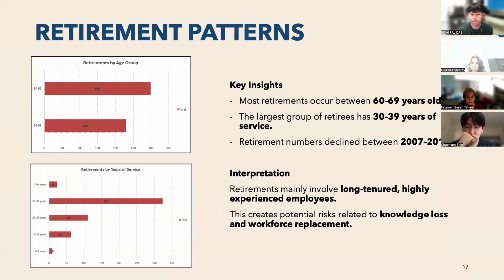Looking further into retirement patterns, we examine retirement distributions by age group and years of service. The data shows that most retirements occur between the ages of 60 and 69, which aligns with traditional retirement ages. Additionally, the largest group of retirees had between 30 and 39 years of service. This indicates that employees tend to stay with the organization for long periods before retiring.